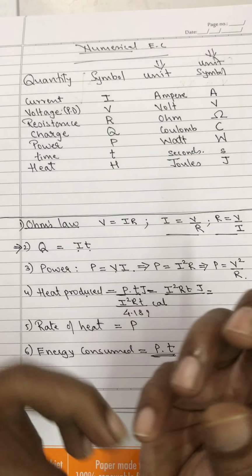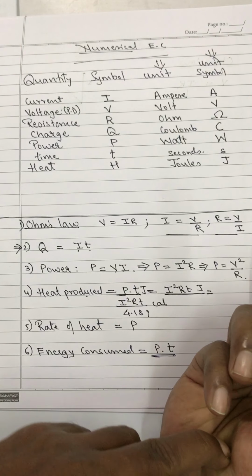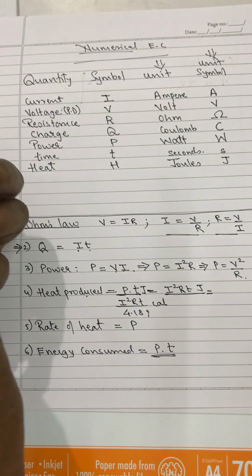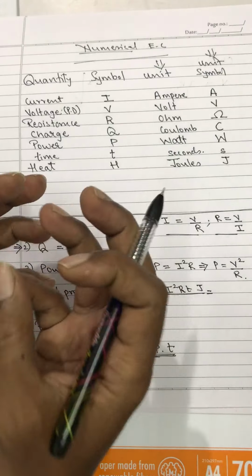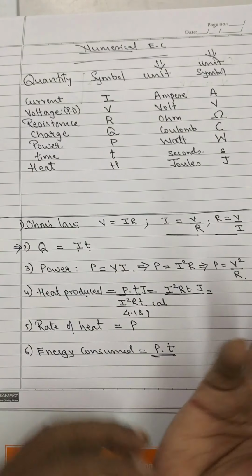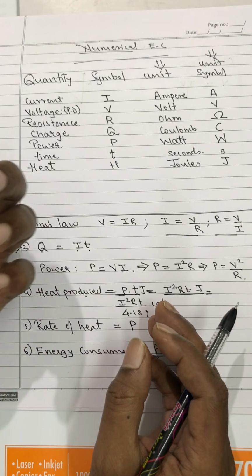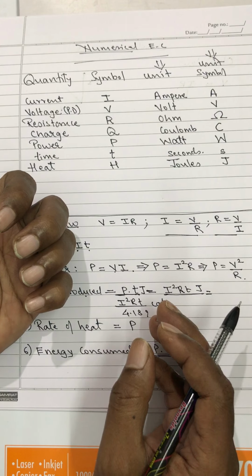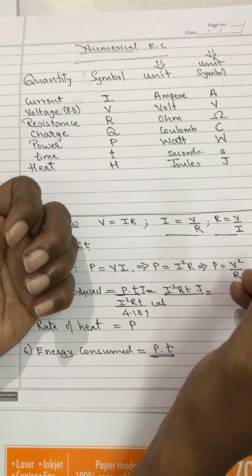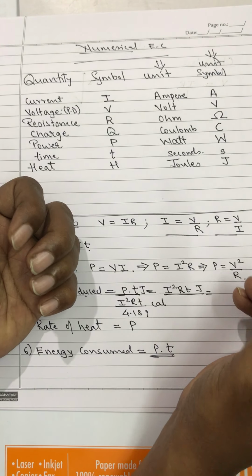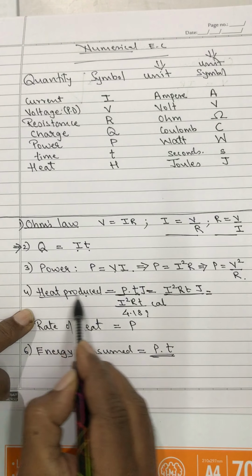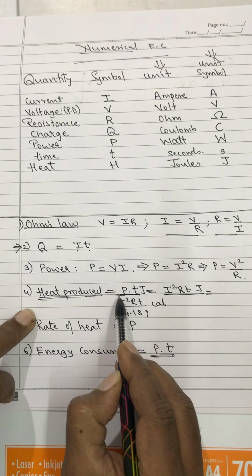So how much electrical energy is consumed, that much heat energy will be generated. Simple. So electrical energy consumed will be equal to the heat energy produced. That's why both will have the same formula. Heat produced, power into time.